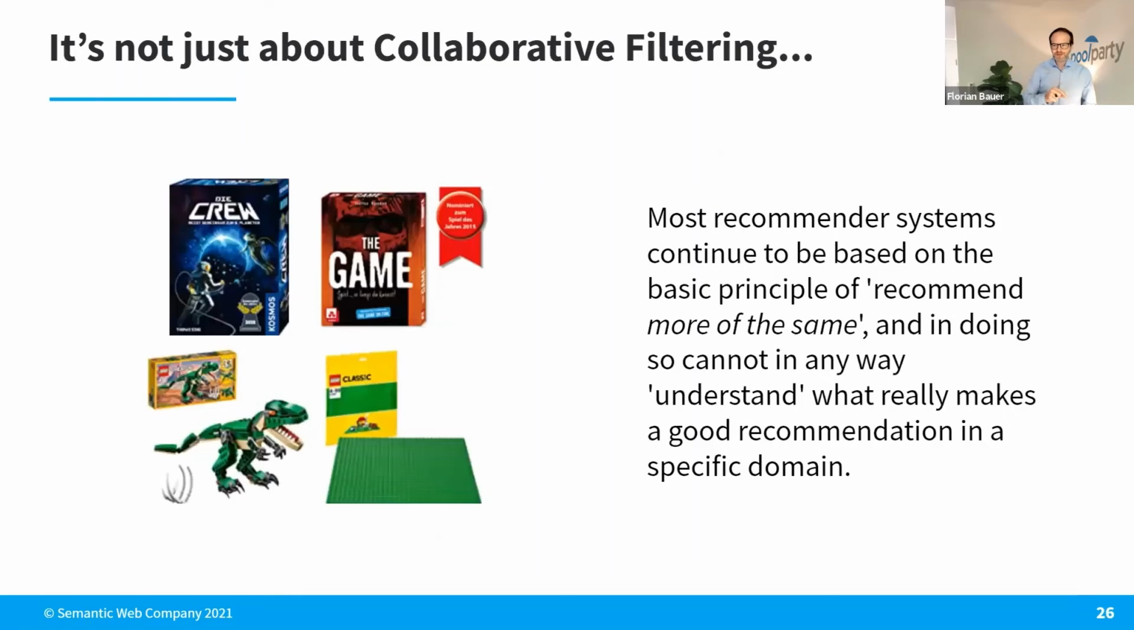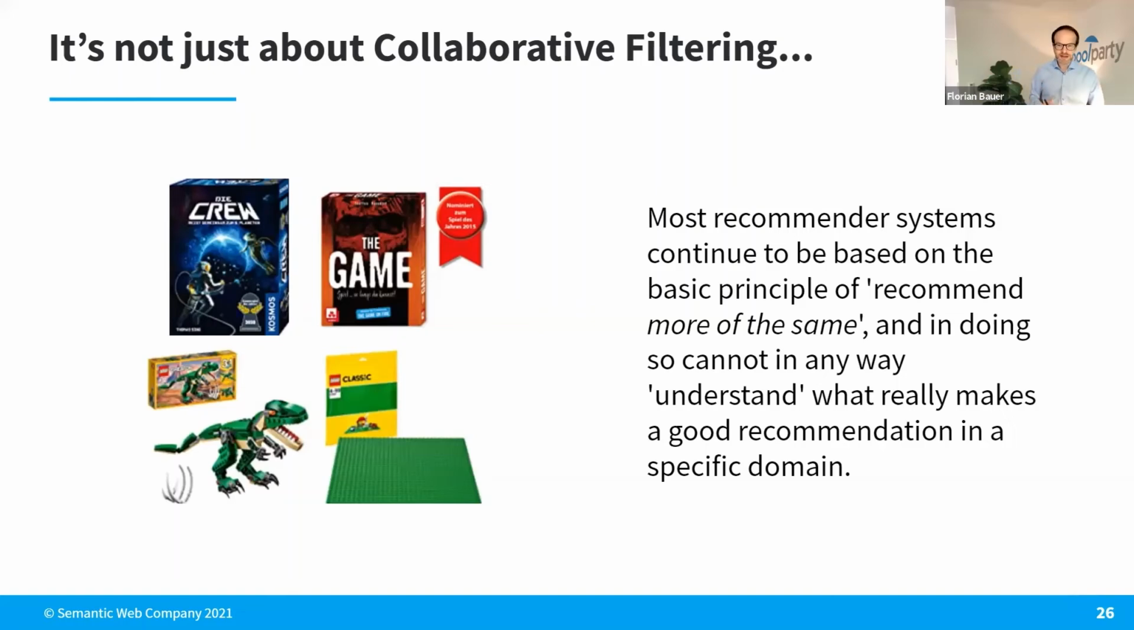I want to get back to this, because it's not the same thing as more of the same, and I think it's quite important to cover this here. We all know this collaborative filtering from e-commerce, where I bought a board game, I get another board game recommended. I bought some Lego, I get another Lego recommended. This is not really what we want to achieve here. We really want to achieve a good understanding of what the user needs and what the content can provide for this user need.